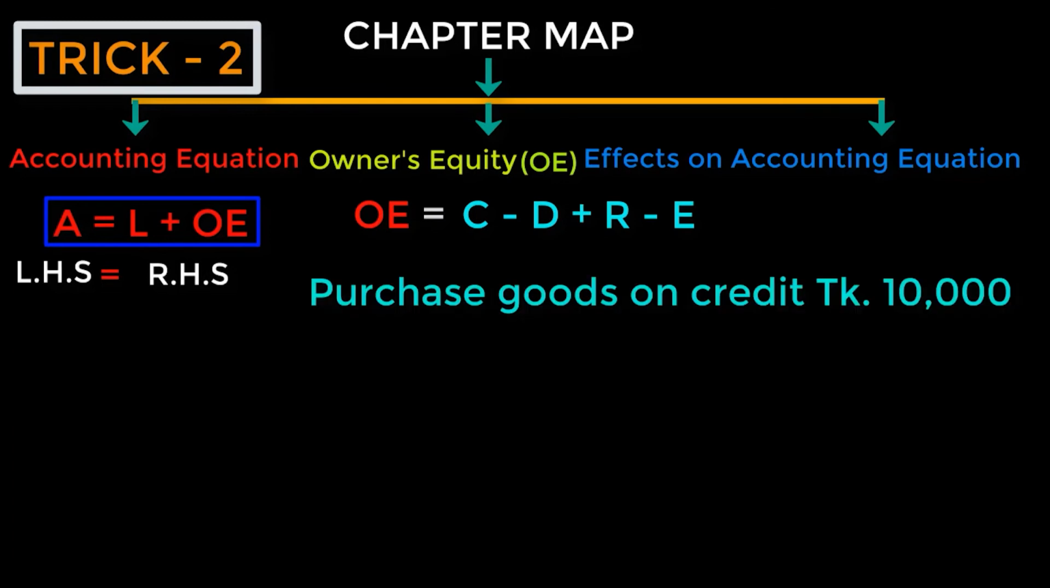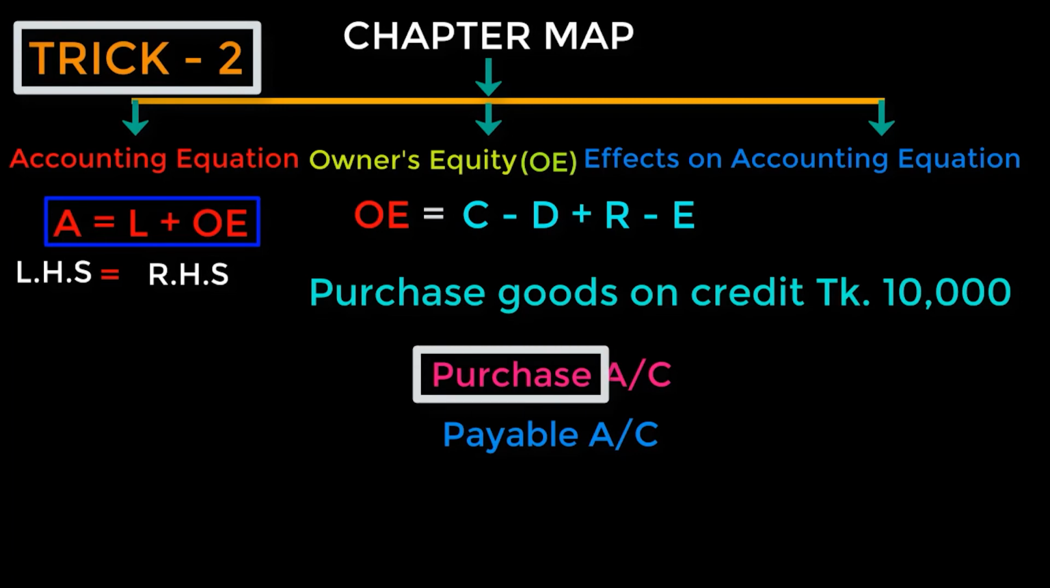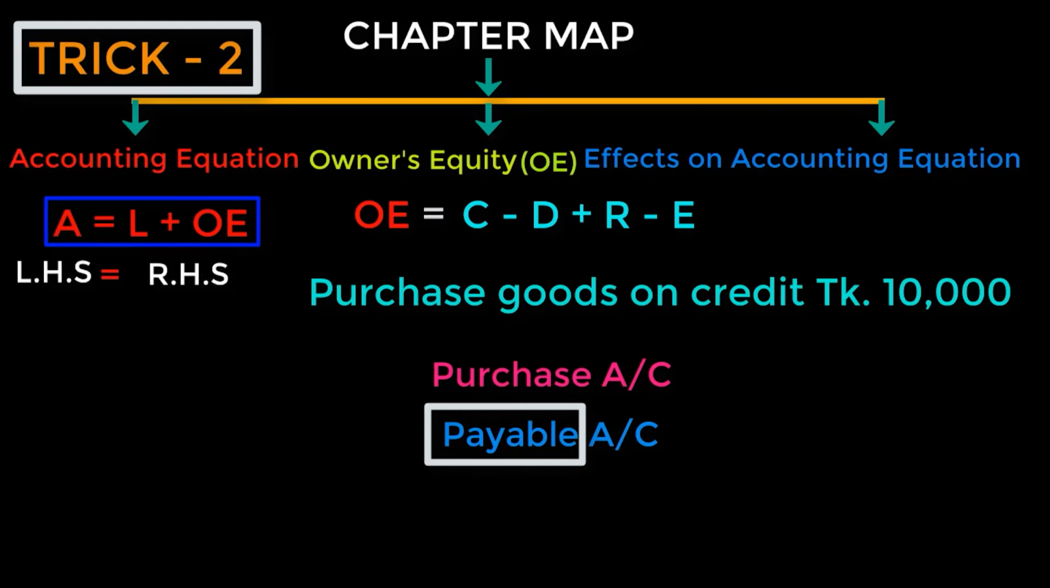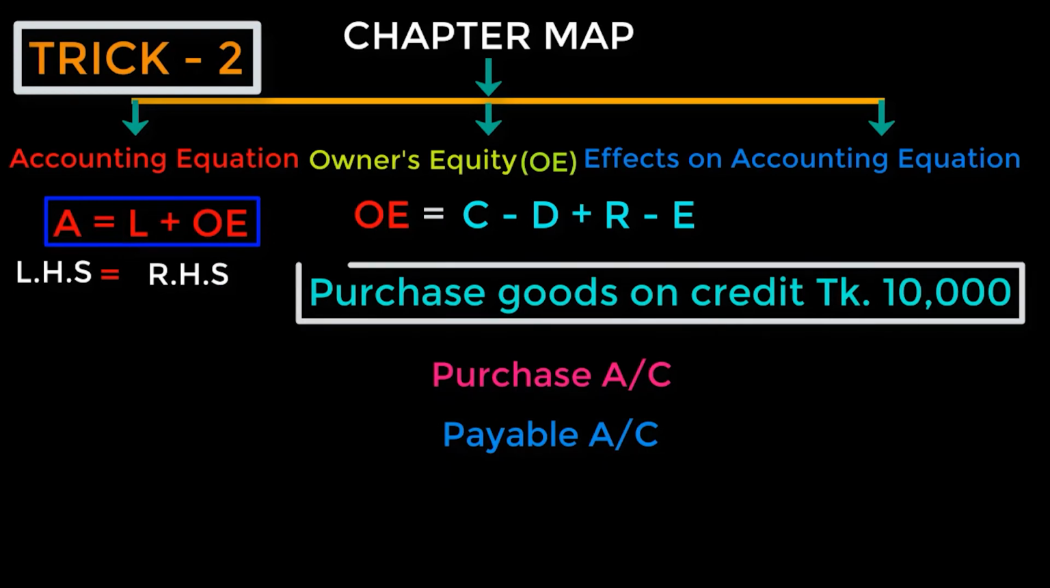Purchase goods on credit taka 10,000. We get two accounts from this transaction. One is purchase account and the other is payable account. This purchase means expense. That means purchase is the element of this OE. Again, this payable means liabilities. Therefore, payable account is the element of this L. So, we can say that for this transaction, only right hand side has changed.